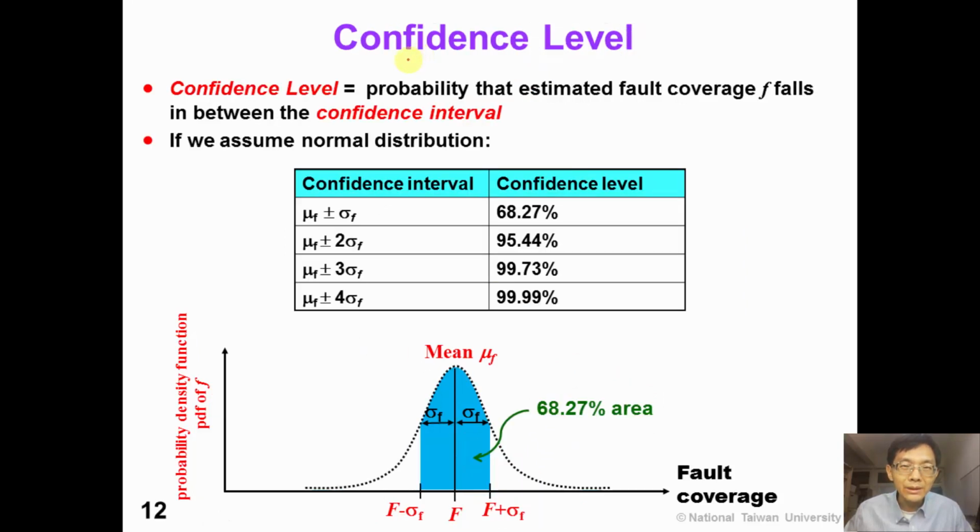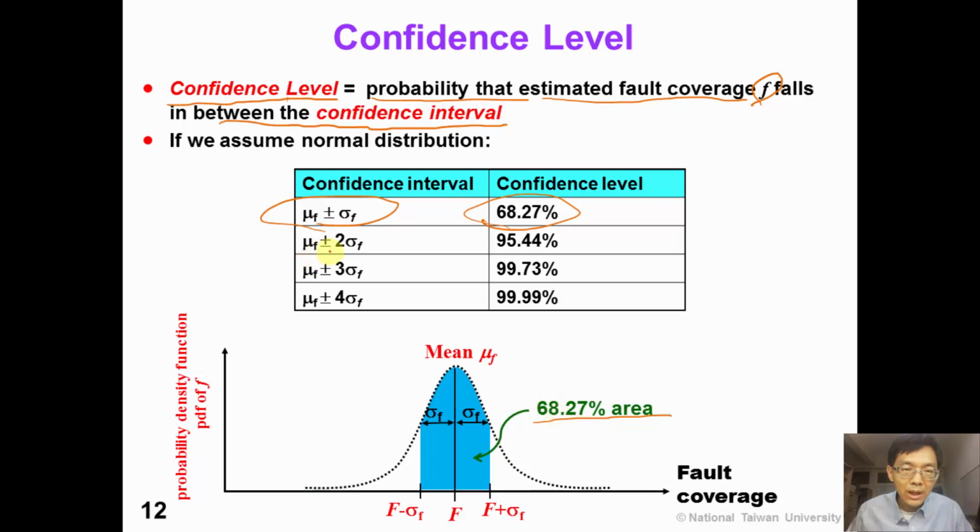So how much confidence do we have in our prediction? Confidence level means the probability that our estimated fault coverage, small f, falls in between the confidence interval. For example, we can use plus and minus 1 sigma f as our confidence interval. That means the probability that our simulated fault coverage falls in this area is 68.27% of the total area.